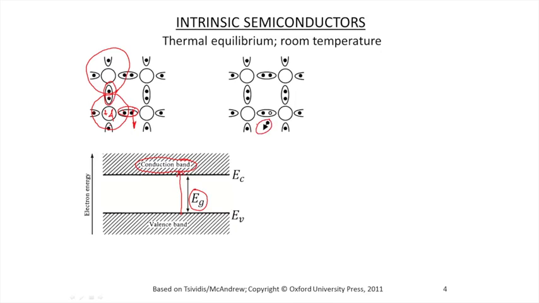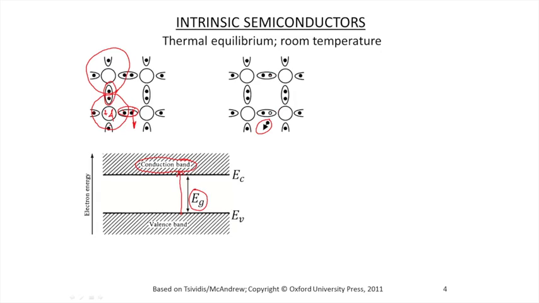And what happens is it leaves behind a vacancy, shown by an open circle over here. This vacancy is called a hole. Because the atom was overall neutral before, now that one electron has left, the overall atom is left with a positive charge. And so we say that a hole is positively charged, just to associate the two together.